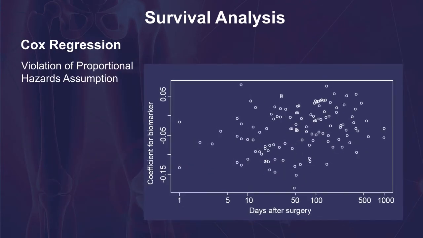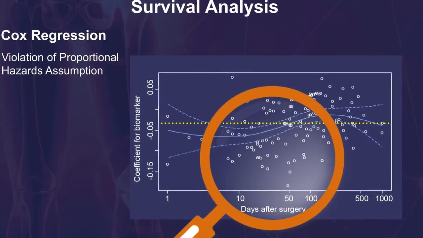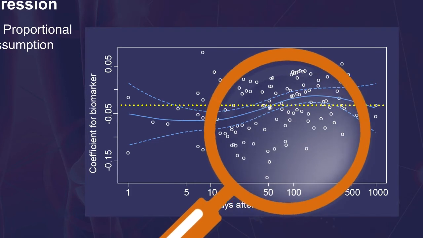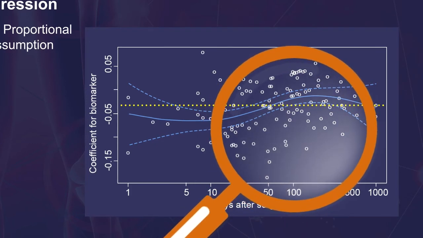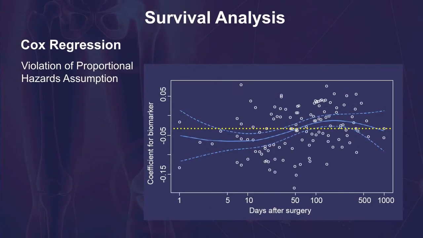This figure demonstrates a violation of the proportional hazards assumption. The coefficient for the biomarker changes over time. It is less than the average coefficient for the first 100 days and then increases to more than the average coefficient after 100 days. After 100 days, the coefficient is not significantly different from 0, which demonstrates a common phenomenon that the ability of a biomarker to predict an outcome may dwindle over time.